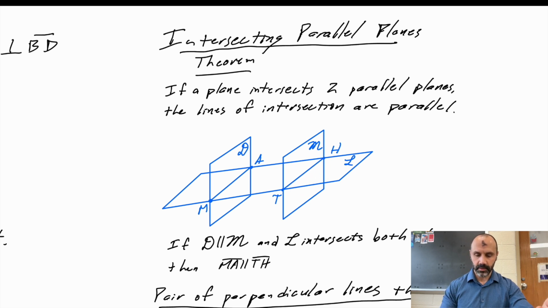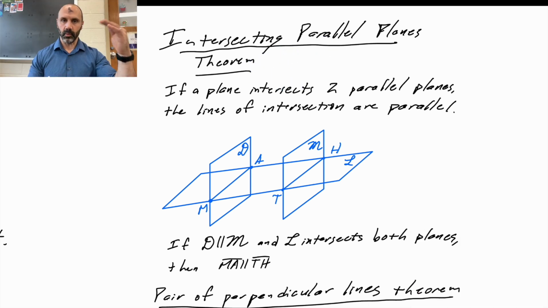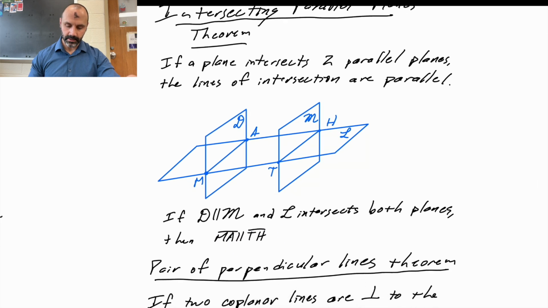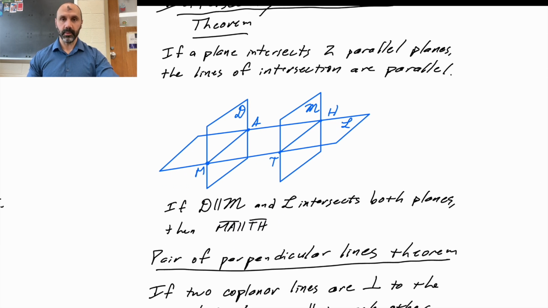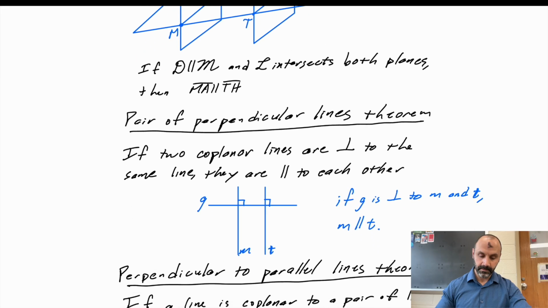So I named it, this one I'm calling it the intersecting parallel planes theorem, because it's one plane that's intersecting two parallel planes. And what do we know? That the lines are parallel. And so if plane D is parallel to plane M, remember, you can name planes with capital, like cursive letters. Plane D is parallel to plane M, and plane L intersects both planes. Then segment MA is parallel to segment TH. And yes, I made that spell math on purpose because math is awesome.